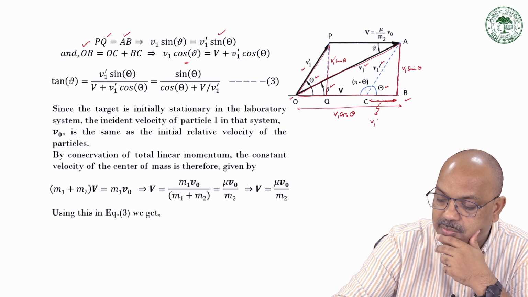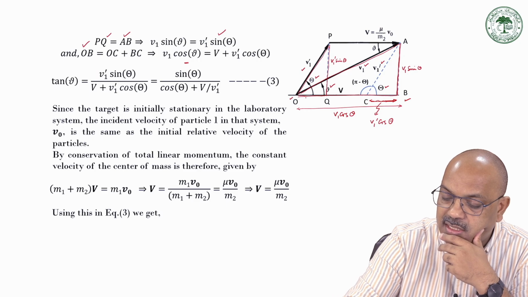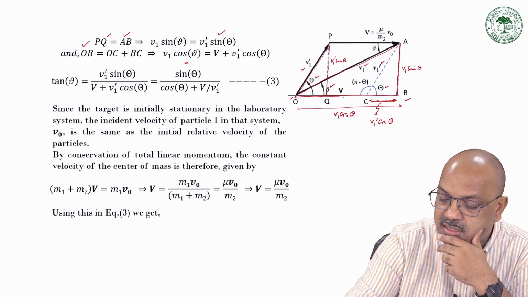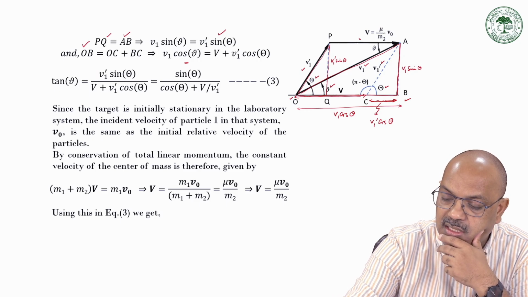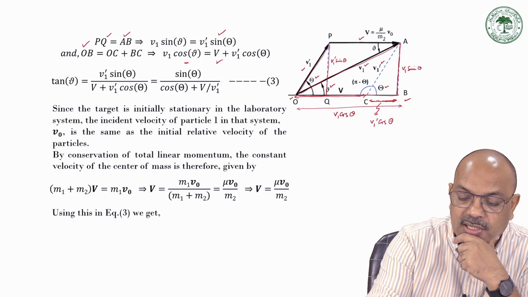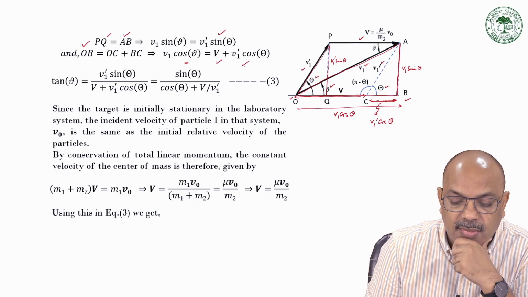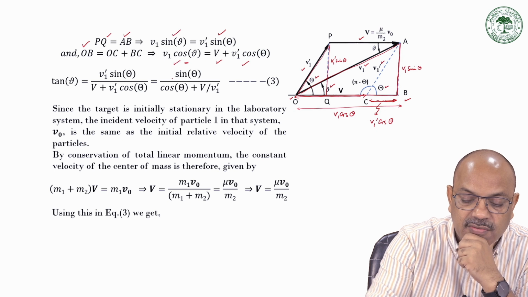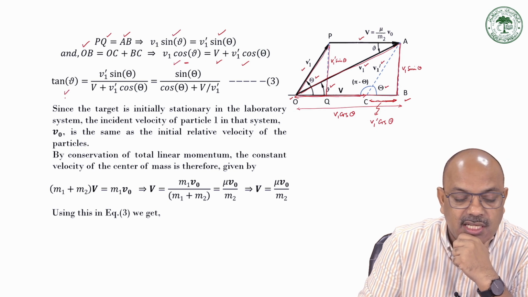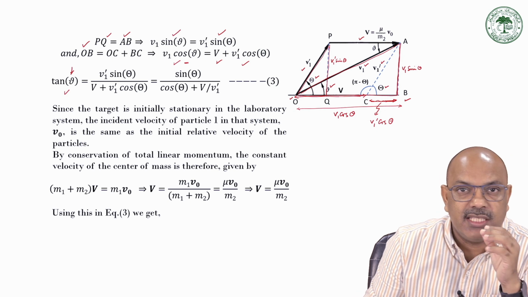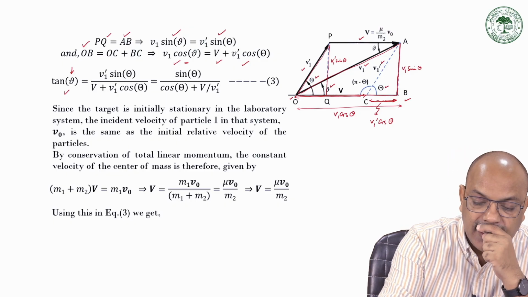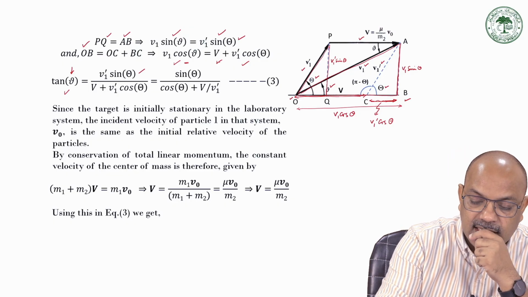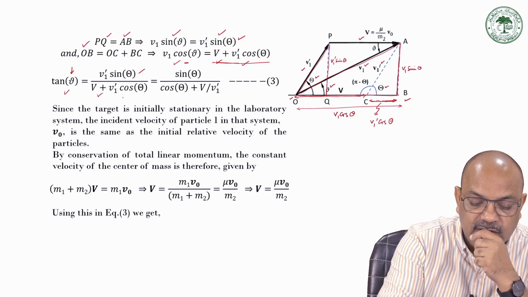So this is V1 prime cos theta, and then this distance is basically equal to V. So this is V plus V1 prime cos theta. From here, if I take the ratio of V1 sin theta and V1 cos theta, I'm going to get tan theta. This angle is in the lab system, and then here I have V1 prime sin theta, divided by V plus V1 prime cos theta.